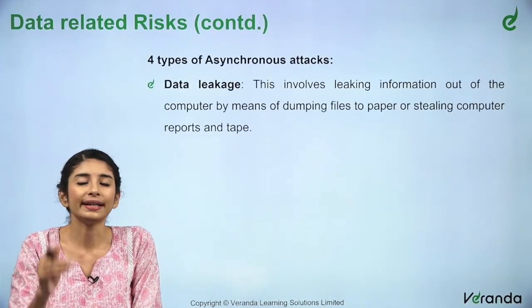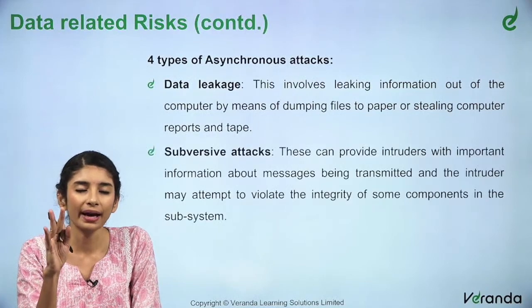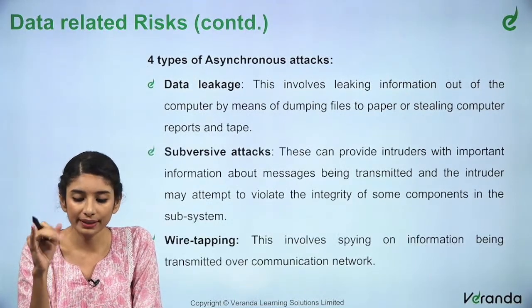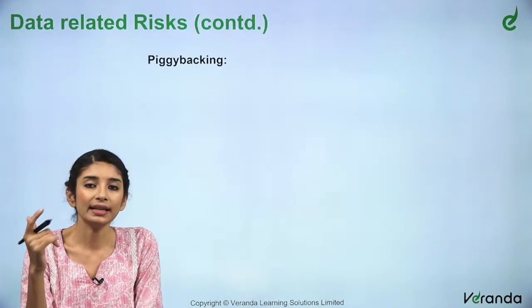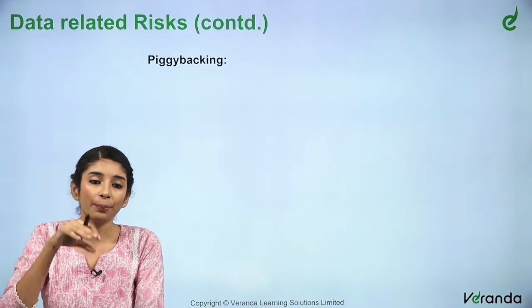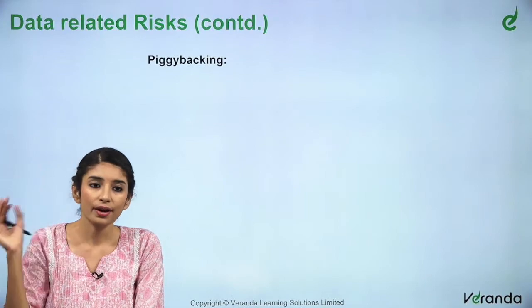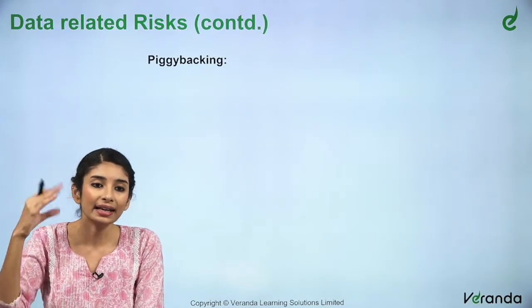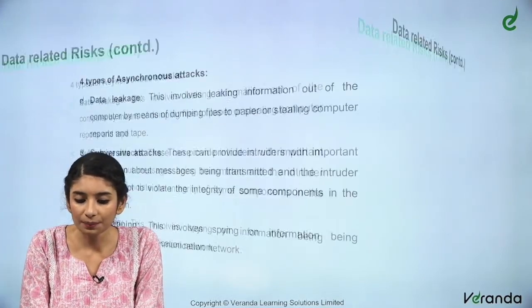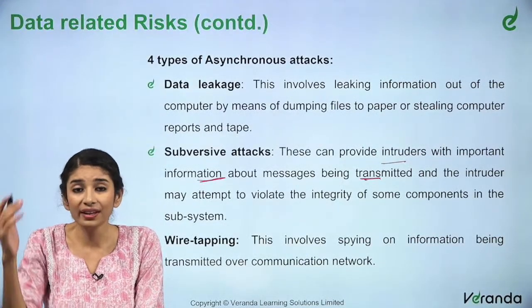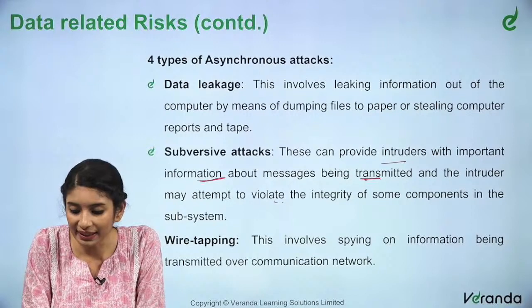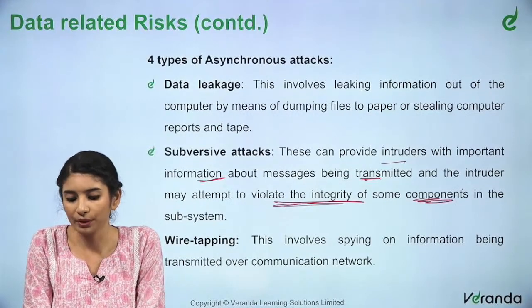There are 4 types: data leakage, subversive attack, piggybacking and wiretapping. Data leakage means you take the data, copy it, take printouts and run away, or copy it in a pen drive and go away. Subversive attack means intruders with important information that is being transmitted, and the intruder can attempt to violate the integrity of some components in the subsystem.